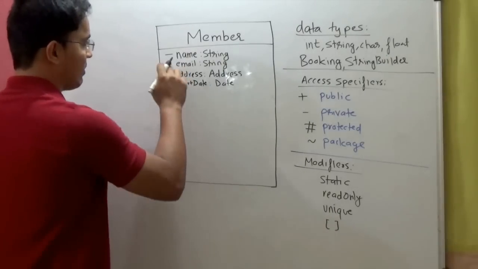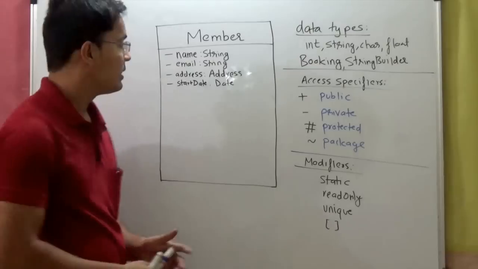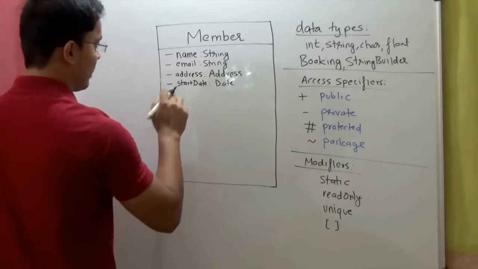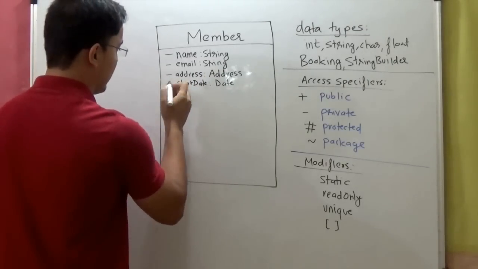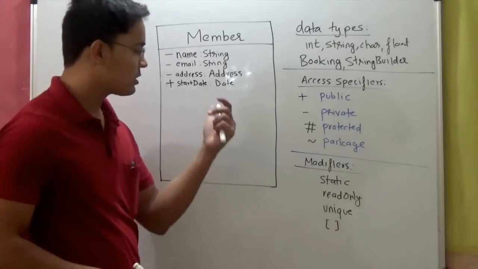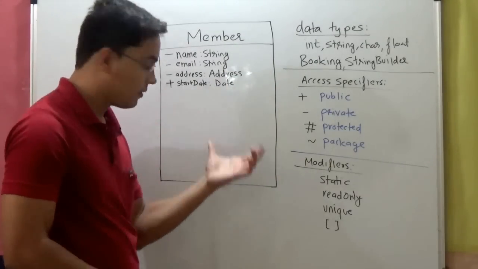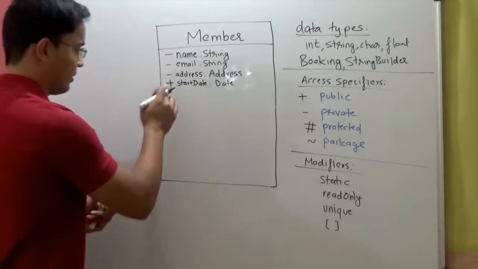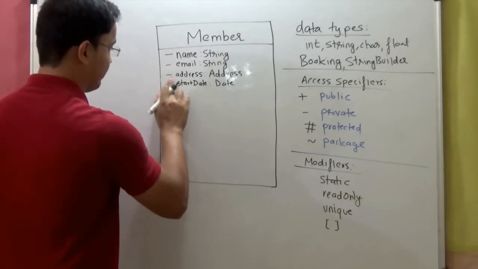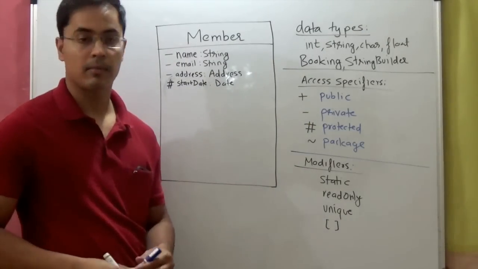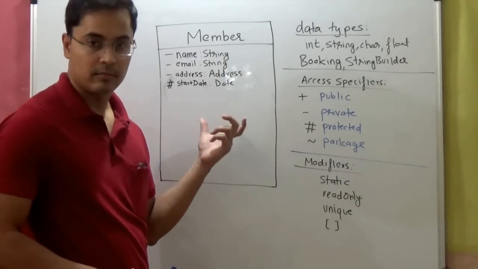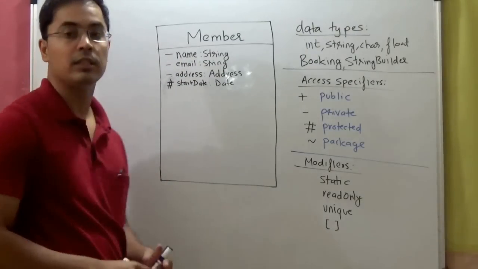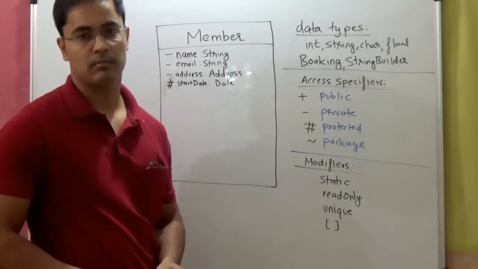If you make data members private, they can only be accessed within this class. When you make them public, let's say I make start date public, right? Then those data members can be accessed from within this class, outside this class, by any other class basically. So they are public, right? Then we have something called protected. When you declare a certain data member as protected, that data member can be accessed within this class and within all the immediate children classes of this member class.